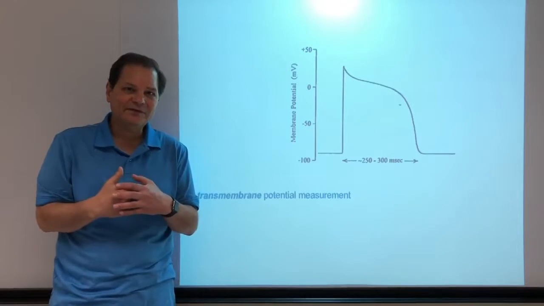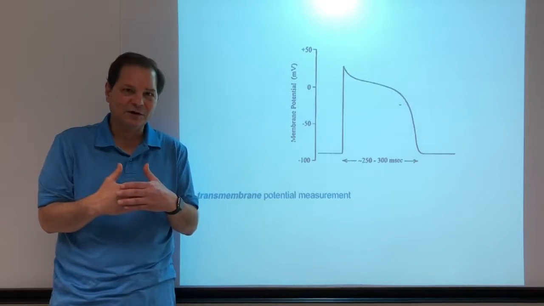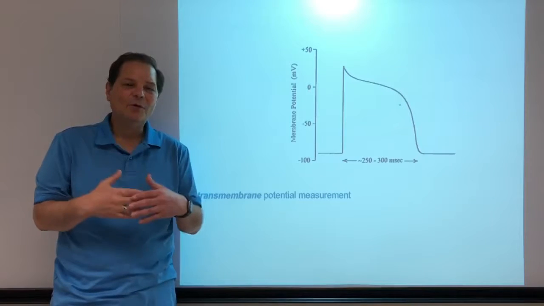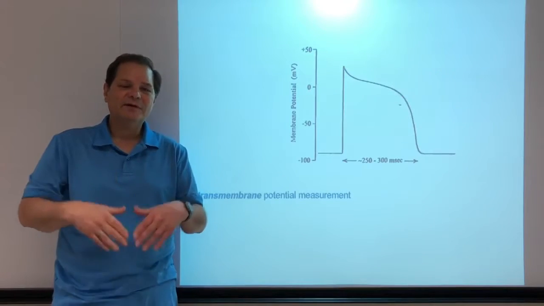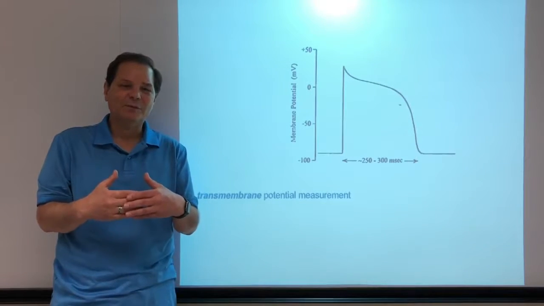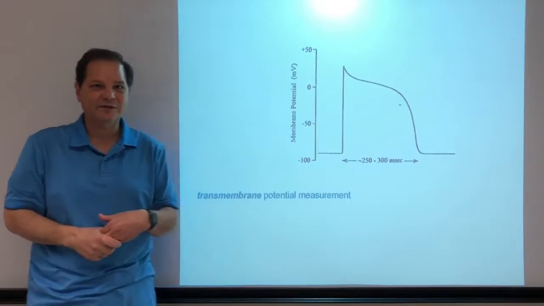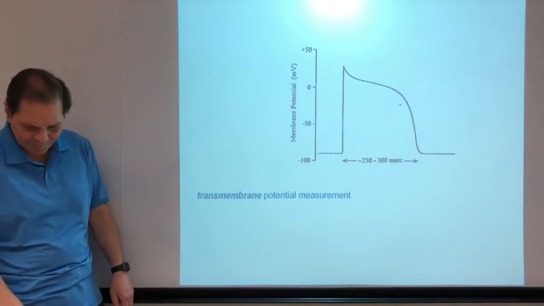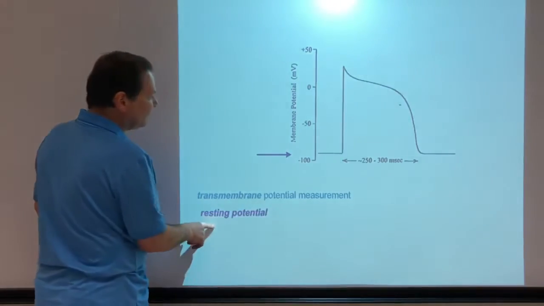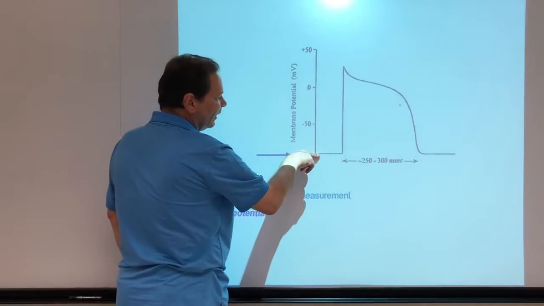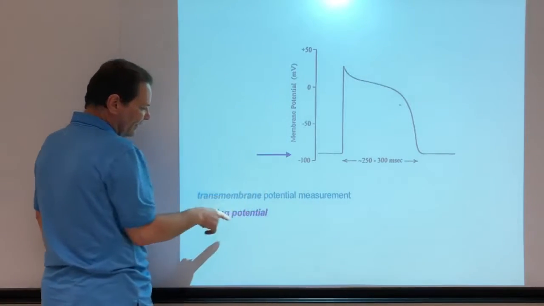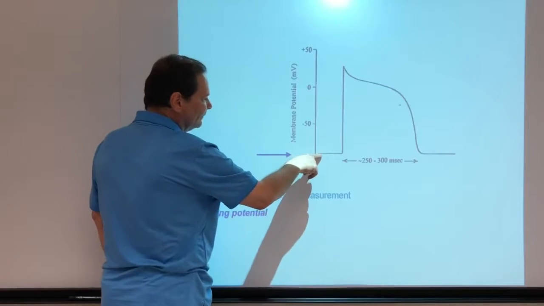So if the inside of the cell has a lot of positive charge, more than the outside of the cell, we say that the voltage is positive because the inside of the cell is positive relative to the outside of the cell. In this case, the first thing you'll notice is the resting potential, which is where we start before this action potential is fired. It's about minus 90 millivolts.